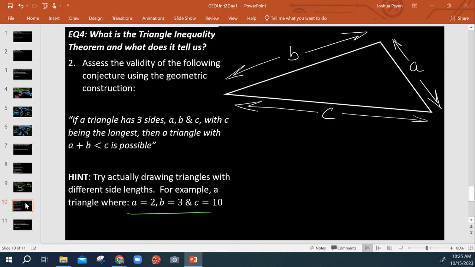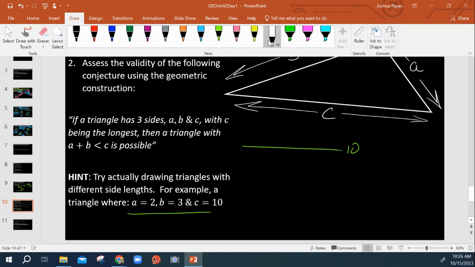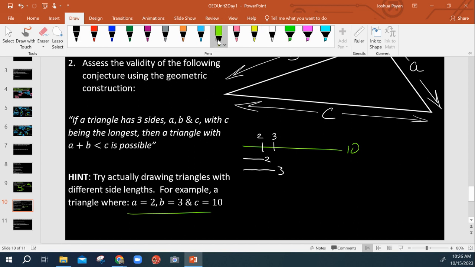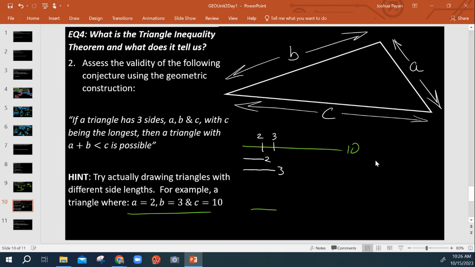So let's say A is 2, B is 3, and C is 10. So for scale, let's say this is 10, right? Let's say 2 is about right here and 3 is here. So this would be a length of 2, and this would be a length of 3. If I go ahead and start drawing these, here's my 10 centimeter line. This is C because we're told C is the longest side.